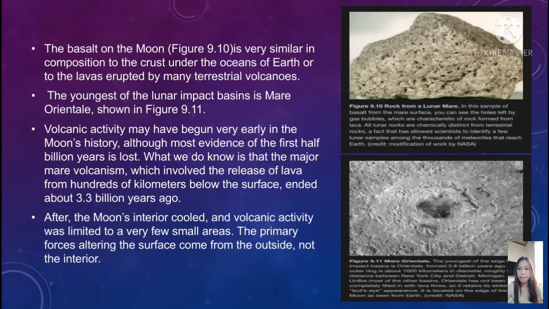Volcanic activity may have begun very early in the moon's history, although most evidence of the first half-billion years is lost. What we do know is that the major mare volcanism, which involved the release of lava from hundreds of kilometers below the surface, ended about 3.3 billion years ago. After that, the moon's interior cooled and volcanic activity was limited to a very few small areas. The primary forces altering the surface come from the outside, not the interior.